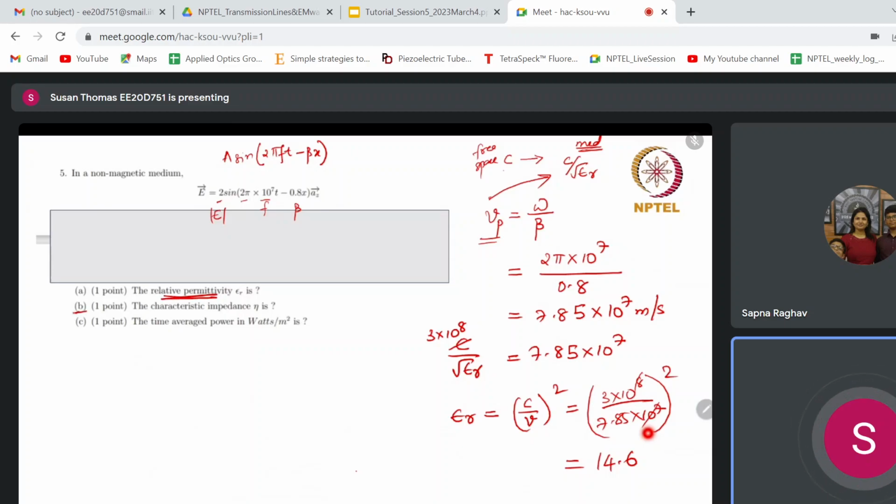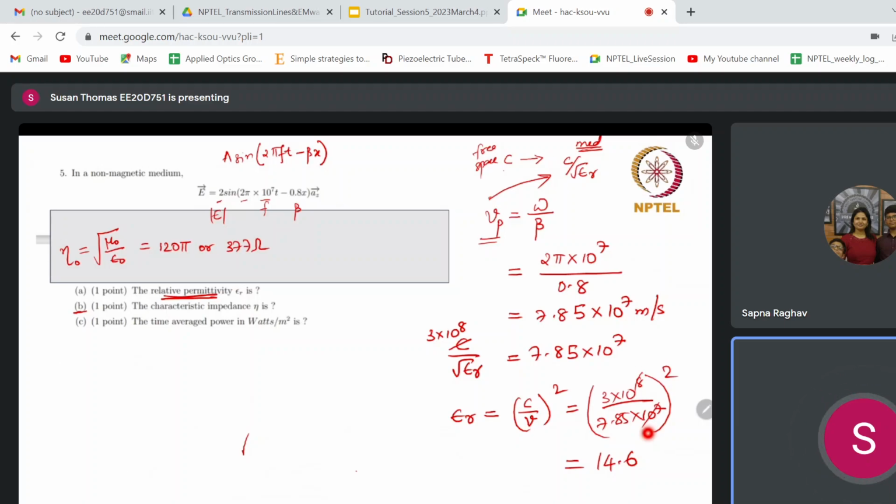Now, coming to the second part of the question, what is the characteristic impedance? See, this is not free space, this is a medium. So, what is the characteristic impedance of free space? That we call eta naught. Eta naught is root of mu naught by epsilon naught, and you already know the value. It is either 120 pi, or we call it 377 ohm. The value is 377 ohm.